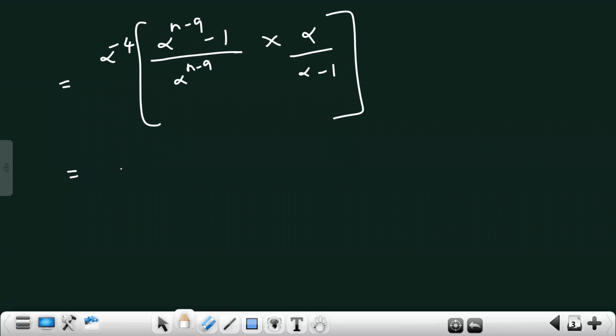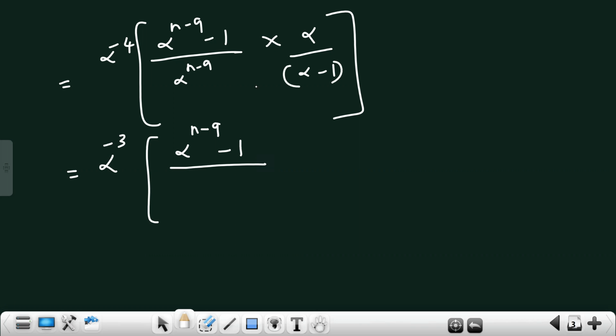So this is equal to alpha to the power minus 4 into this. Alpha to the power minus 4 into alpha can be considered as alpha to the power minus 3, isn't it? You can multiply alpha to the power minus 4 and alpha, so that will be minus 3, alpha to the power minus 3. And in the numerator, you are having alpha raised to n minus 9 minus 1 divided by, again you multiply these two terms. When you multiply these two terms, what will it be? It will become alpha to the power n minus 9 into alpha, isn't it? Minus alpha to the power n minus 9.